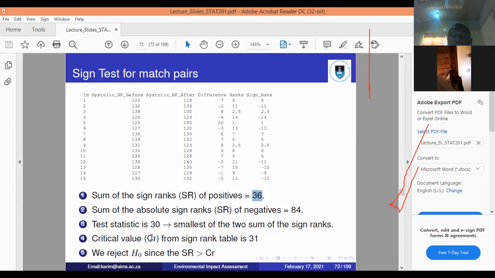Also there is a table for the sign test. So we read the value from the sign test table, and that value is 31. Again, we say that we reject the null hypothesis. The null hypothesis will always say that they are the same, and the alternative will say they are different. So here, since the calculated one, which is 36, is greater than the one that we have read from the table, which is 31, then we reject the H naught and say that there is a difference.